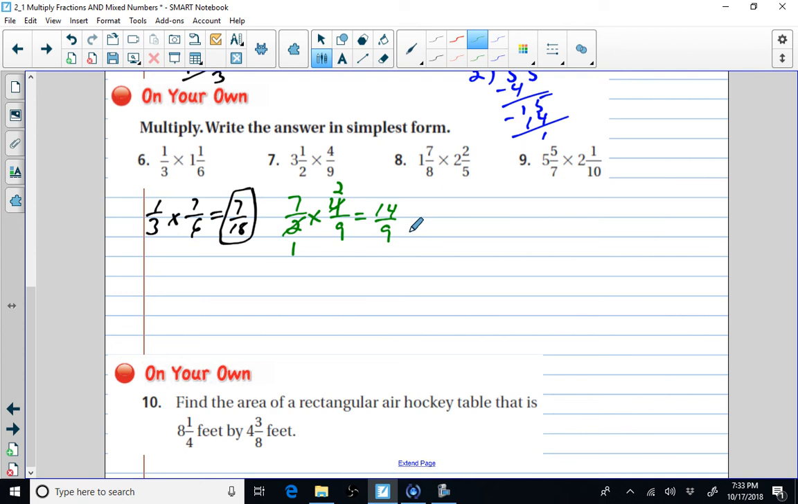14/9. I rewrite that as a mixed number. 9 goes into 14 one time with 5 left over, so 1 and 5/9 would be your product.